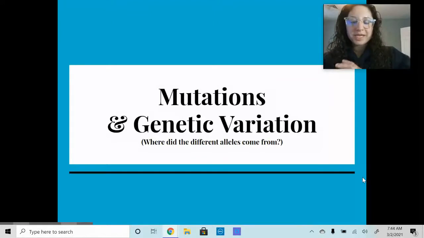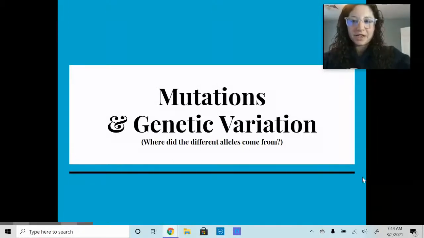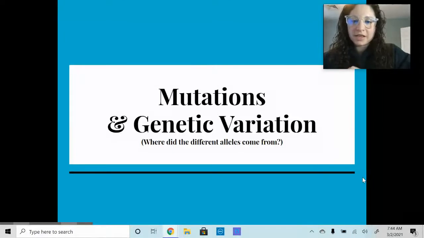When we say genetic variation, we're talking about different alleles. This could be different eye colors, like blue, brown, green, hazel, whatever. This could be different hair colors, different hair textures. I'm going to use eye color for this just because it's easy to talk about. Where we get this genetic variation, so brown eyes versus blue eyes, is from different alleles. And these different alleles will have slightly different DNA codes.